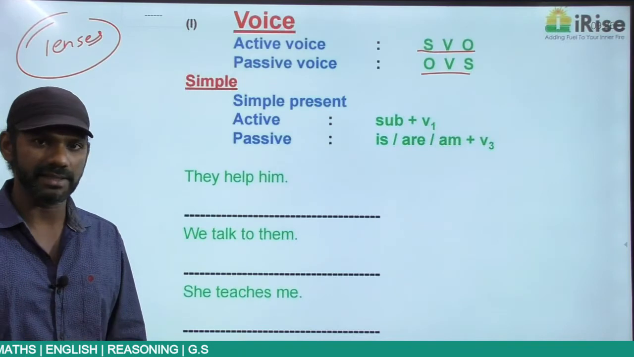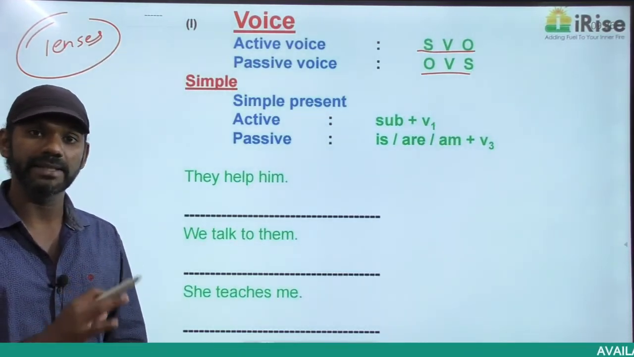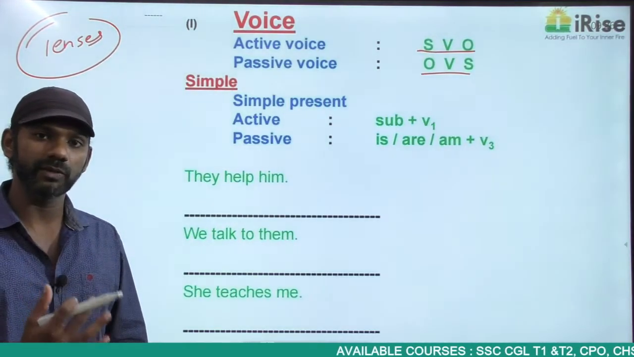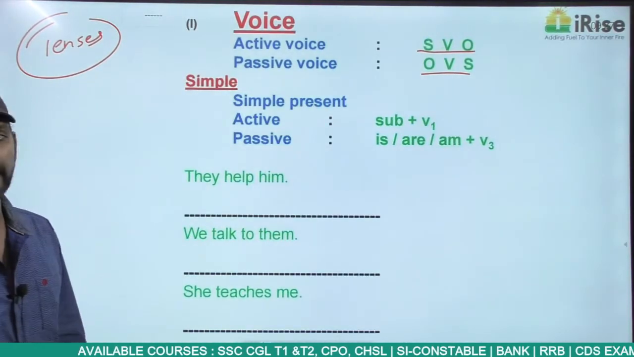We have already discussed the structures of the categories of tenses in the active voice. We'll go for the structures of the categories of tenses in the passive voice as well. Every category has a structure in both active voice and passive voice. Some exceptions are there, I'll tell you this. Come to the first category.